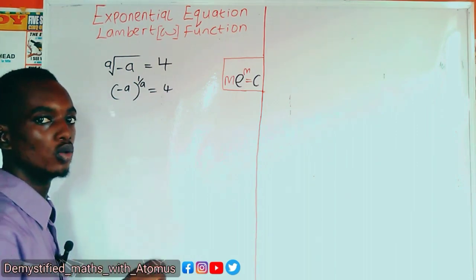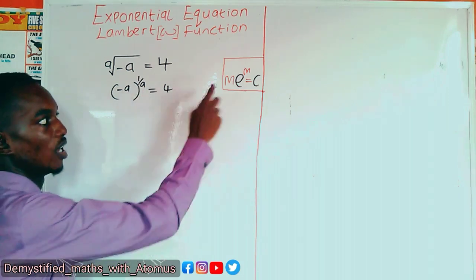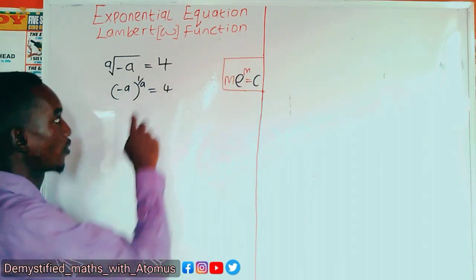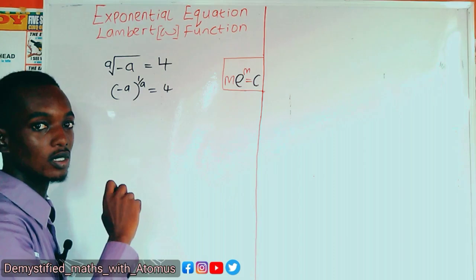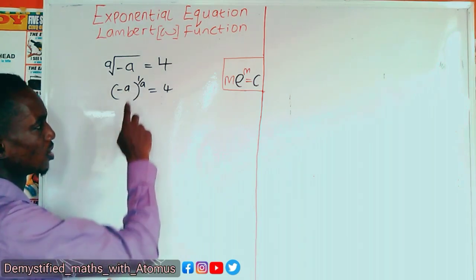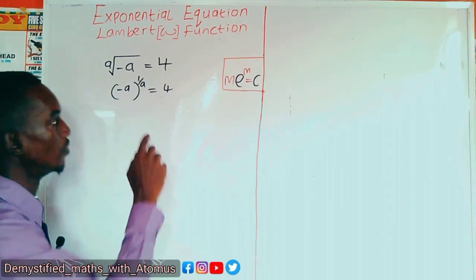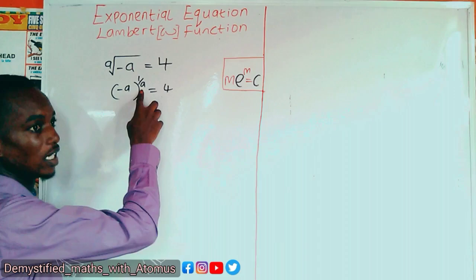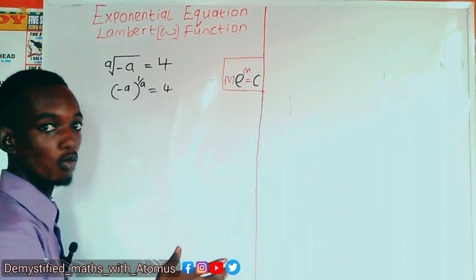Now before we continue, you can see that a here is negative and a here is positive, and that's not looking good. So we have to make the two of them either negative or positive. But making the two of them positive is kind of harder, so let's just try to make them negative. How can we make this a here negative? Very easy. Just multiply the power of both sides by negative 1.